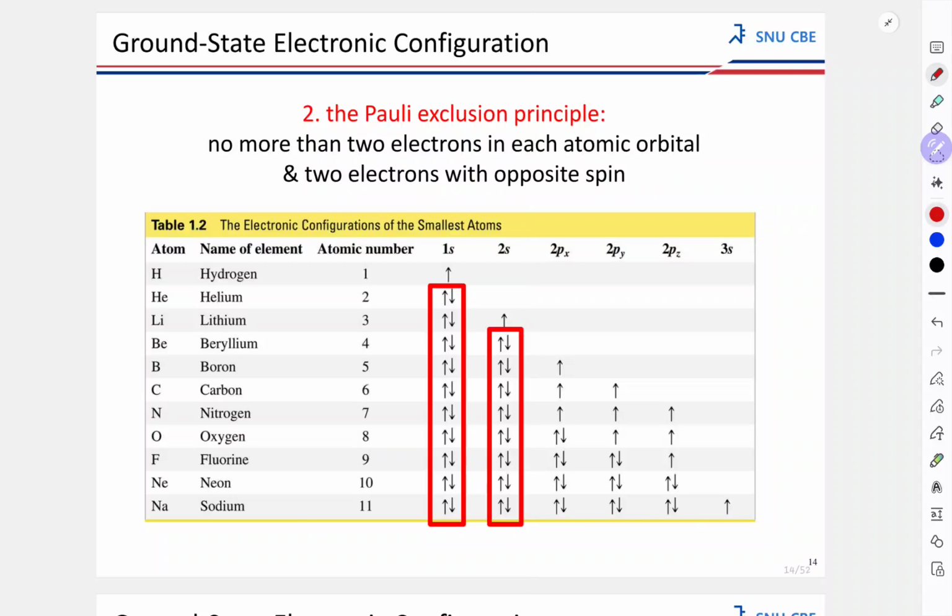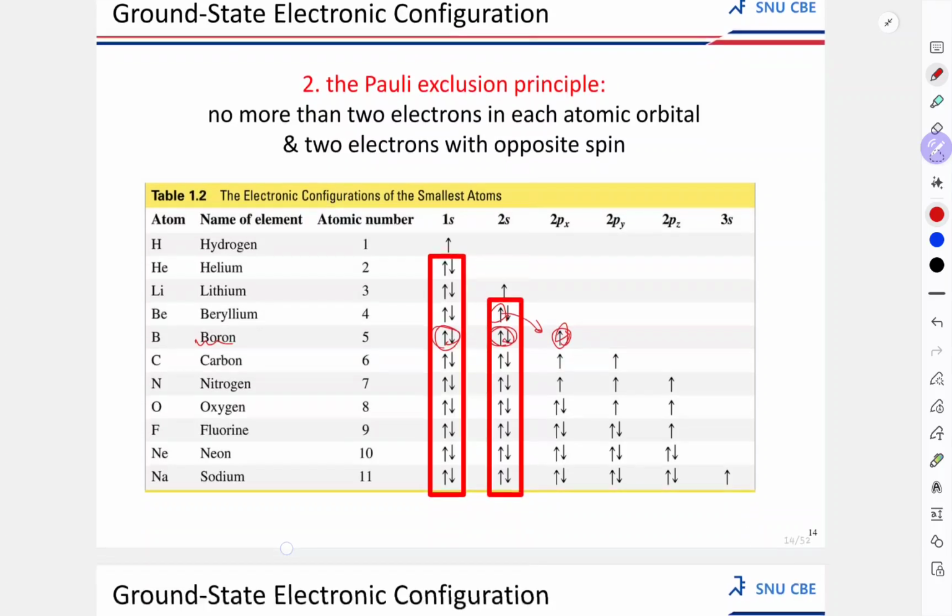The Pauli exclusion principle, you all know about this. No more than 2 electrons can occupy the same atomic orbital. In other words, one orbital can accommodate 2 electrons at most, and these 2 electrons have to have 2 different spins. The red box highlighted here shows the 2 electrons in one orbital, and they have opposite spins. After filling up this orbital, you have to fill the next orbital. That's why boron, for instance, with atomic number 5, has 2 1s electrons, 2 2s electrons, and 1 2p electron.